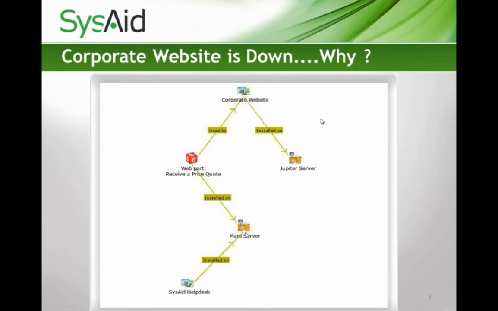We put the servers. The Sysaid help desk is installed on the Mars server, and the price quote is installed on the Mars server. Now the corporate website is the place in which the quote is actually used, and the corporate website is installed on the Jupiter server. Okay, so if the Jupiter server goes down, what will happen? The corporate site will be down, but the price quotes will still be able to be sent. Why? Because it's installed on the Mars server.